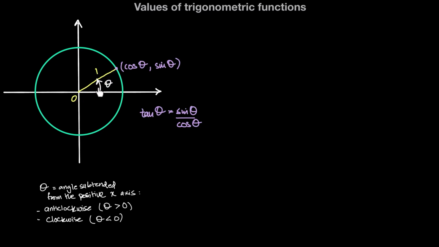We also learned that if we subtended that radius by an angle theta from the positive x-axis, the x-coordinate of any point on the unit circle is defined as the cosine of theta and the y-coordinate is defined as sine theta. We also learned that the tan of theta is the ratio between the y-coordinate and the x-coordinate. So that's just sine theta over cosine theta. So these are our three trigonometric functions: cosine theta, sine theta, and tan theta.